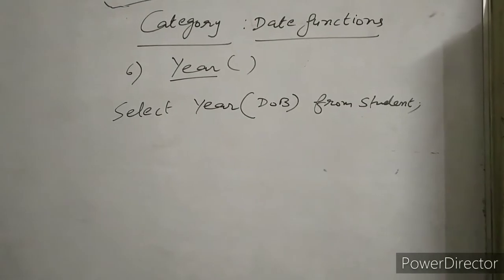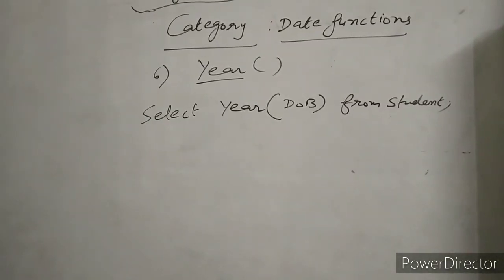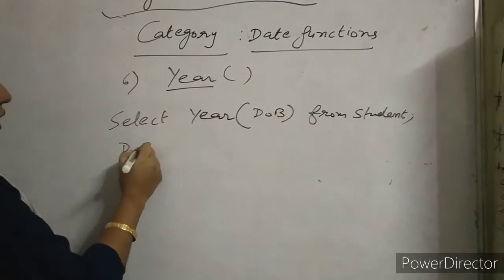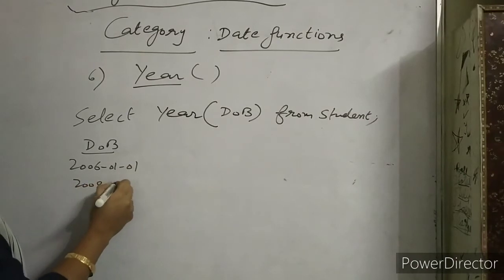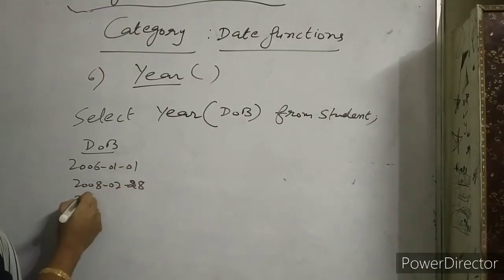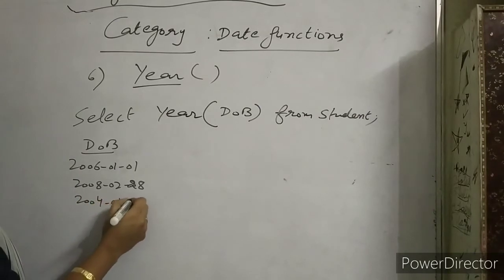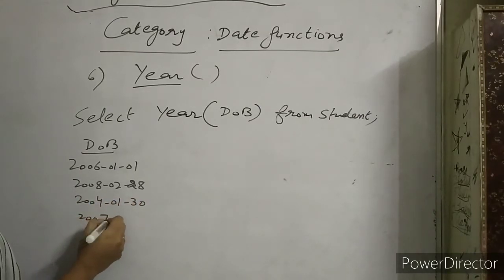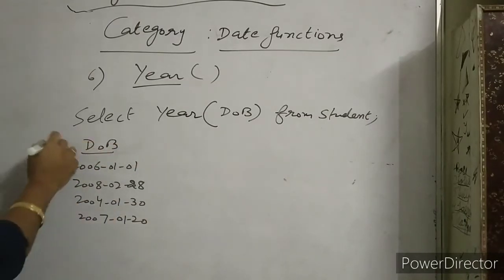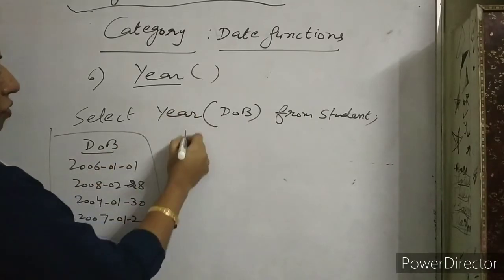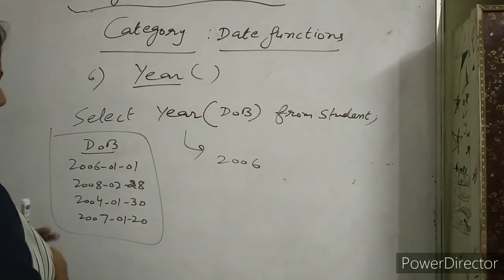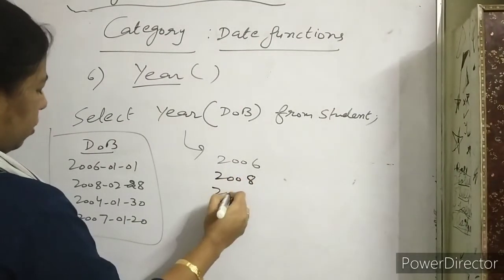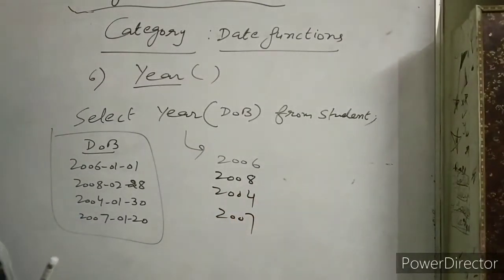Suppose we have a DOB column like this. Suppose 2006-01-01, 2008-02-28, 2004-01-30, 2007-01-20. Suppose this is my DOB column. Suppose in the student table, what output will you get after executing this query? 2006, 2008, 2004 and 2007. Clear?